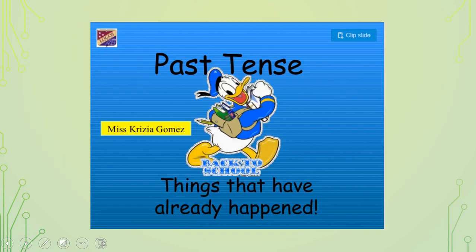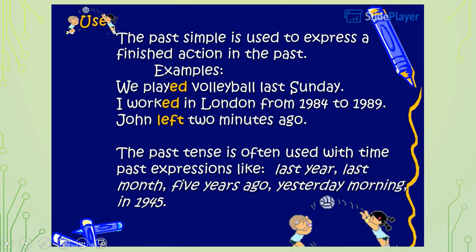Let's start with past tense. Things that have already happened are known as past tense. So things which have already happened in your past time, they are called past tense. The past simple is used to express a finished action in the past. Some action which has already been finished in the past. When you are talking about that, the tense which we use is the past simple tense.